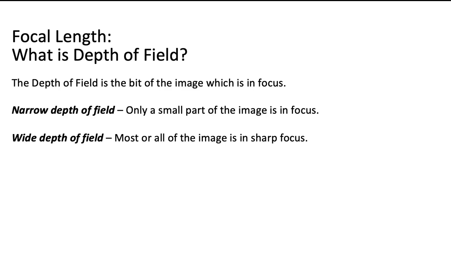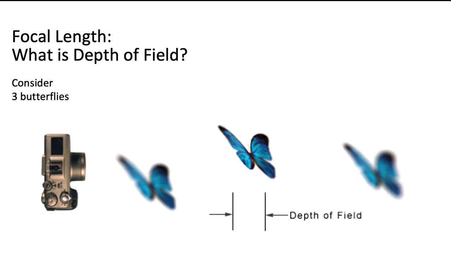So what is depth of field? The depth of field is the bit of the image that you're looking at that is in focus. So with a narrow depth of field, only a small part of the image will be in focus. With a wide depth of field, most or all of the image is in focus. So obviously with a narrow depth of field, you're going to be focusing on less in the image than you are with a wide depth of field.